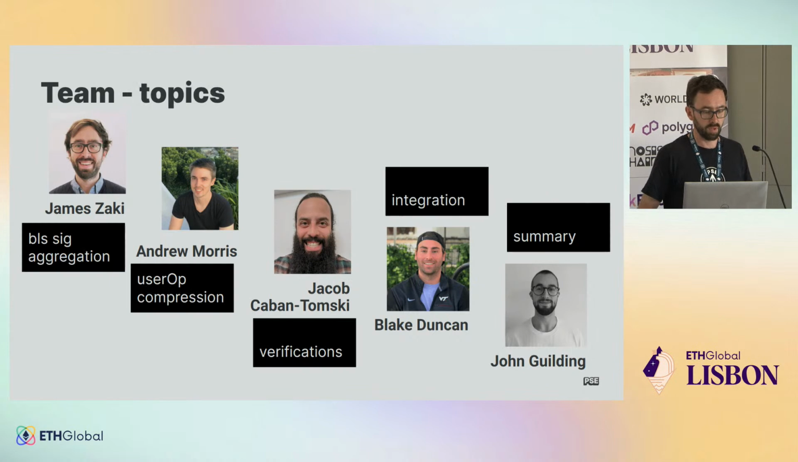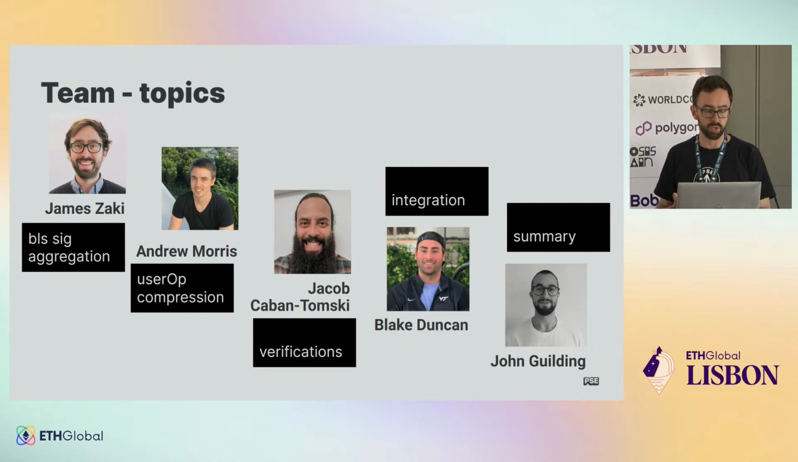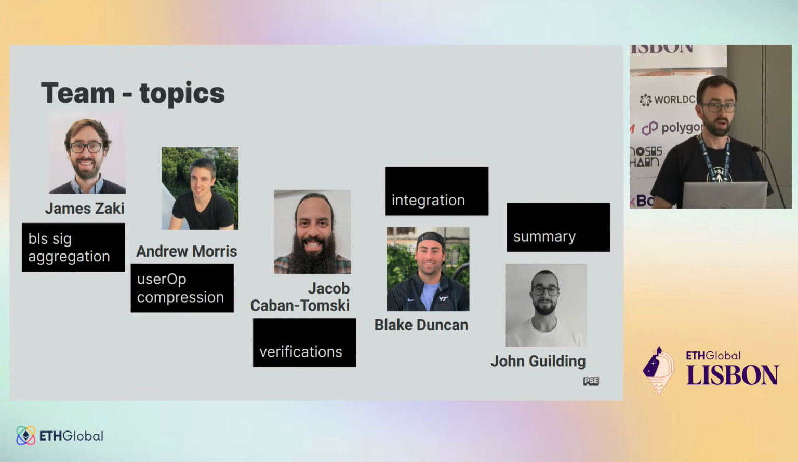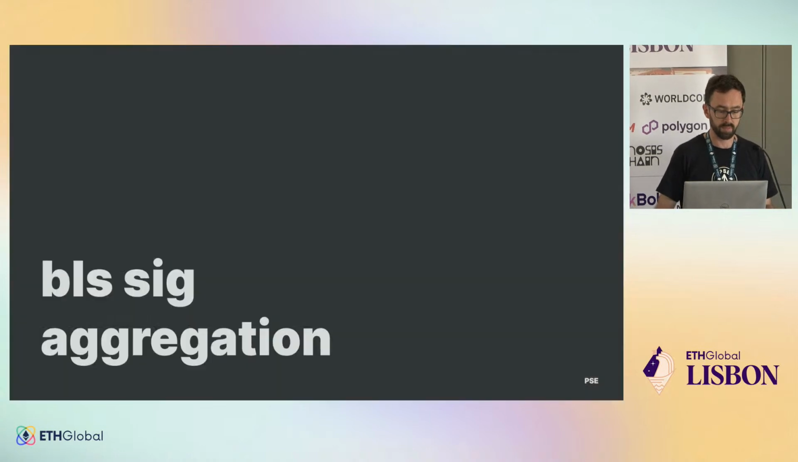scaling. So in today's talk, we'll be talking over the BLS signature aggregation, which is where we began. We'll be talking about user operation compression and reducing costs with that. Additional verifications that we'll be exploring in our V2, and also integrations and how we can make that easier for everyone to integrate and use. And then we'll conclude with the summary. So let's begin with BLS signature aggregation.